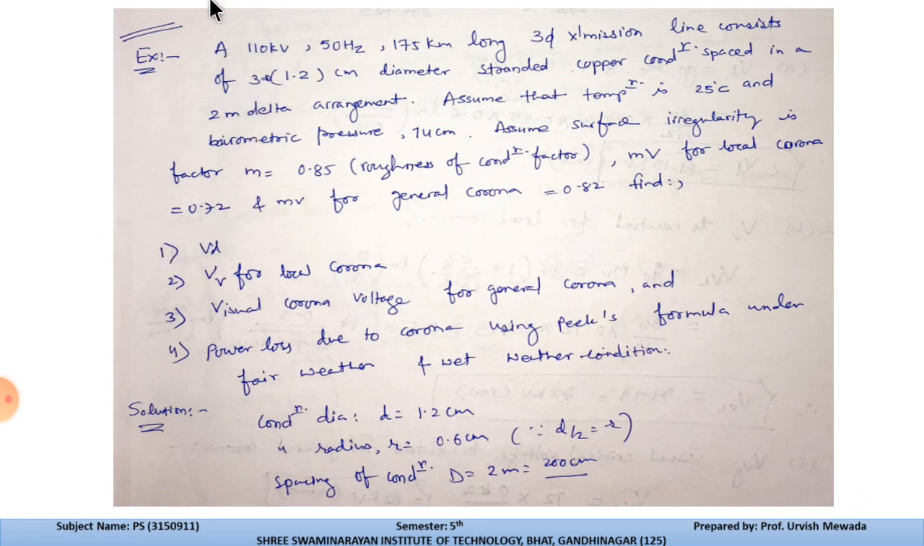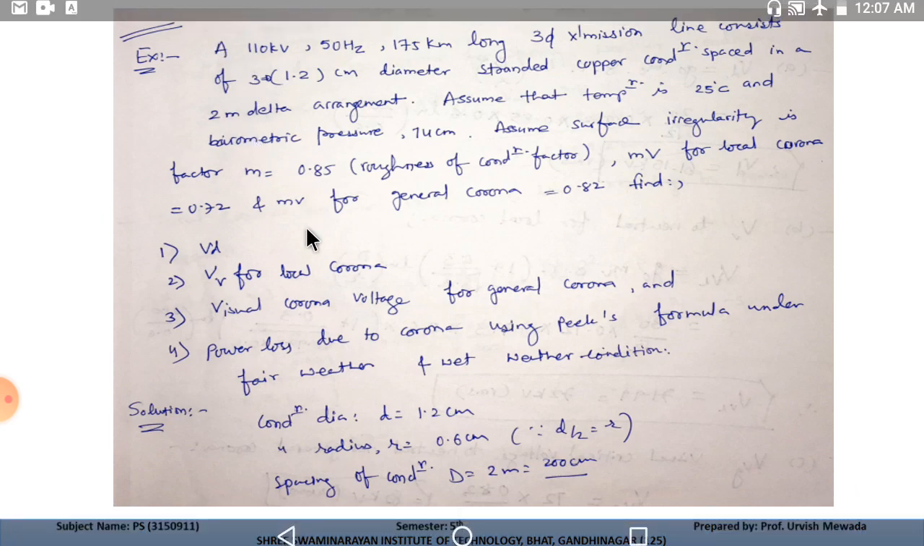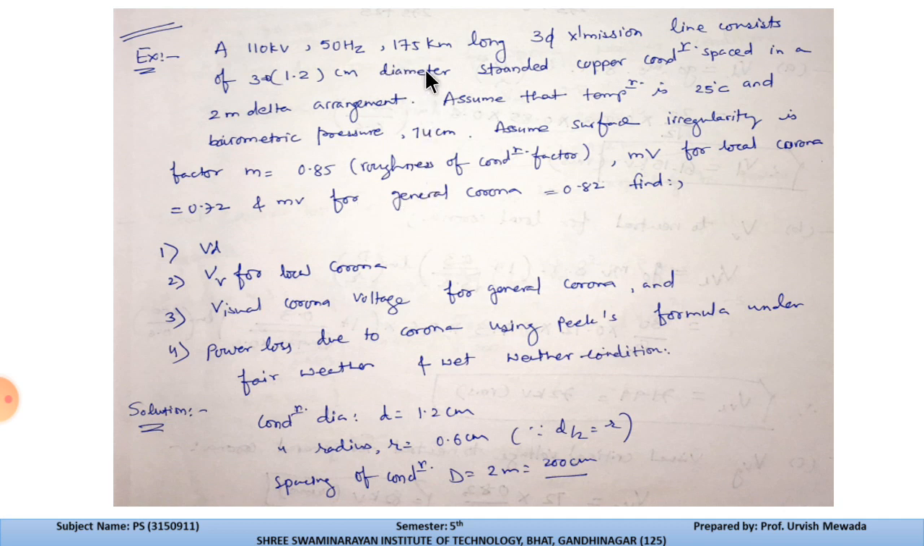So this example states that a 110 kV line voltage, 50 hertz frequency, 175 kilometer long transmission line consists of 3 conductors of 1.2 centimeter diameter each. Copper conductors are placed in a 2 meter delta arrangement, meaning 2 meter is the line spacing. Assume that the temperature is 25 degrees centigrade and the barometric pressure is 74 cm of mercury. Assume the surface irregularity factor M0 is 0.85, depending upon the roughness of the conductor. And MV for local corona is 0.72, and MV for the general corona is 0.82.